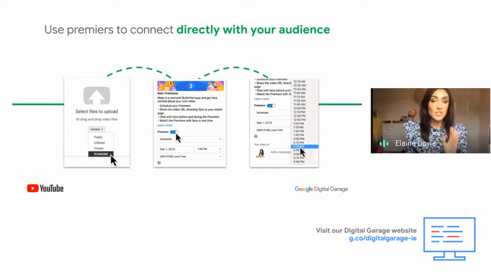So what you do is you start by uploading a video just as you normally would. In the drop-down, select Scheduled. Now select the video that you want to upload. While the video is processing, switch on Premiere. You do this with the slide button toggle. You can then pick a date and a time for your premiere and decide when you want your fans to be able to first watch the video.